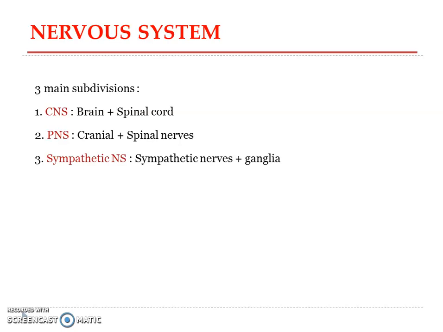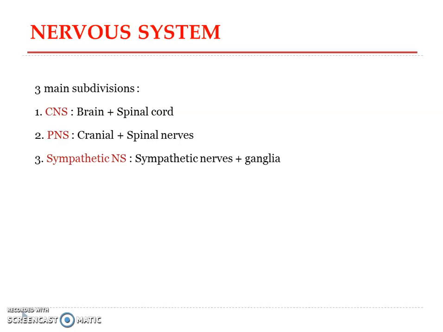The central nervous system comprises brain and spinal cord, while the peripheral nervous system includes all those nerves which arise from brain and the spinal cord. Those nerves which arise from the brain are referred to as the cranial nerves, and those nerves which arise from the spinal cord are known as the spinal nerves.